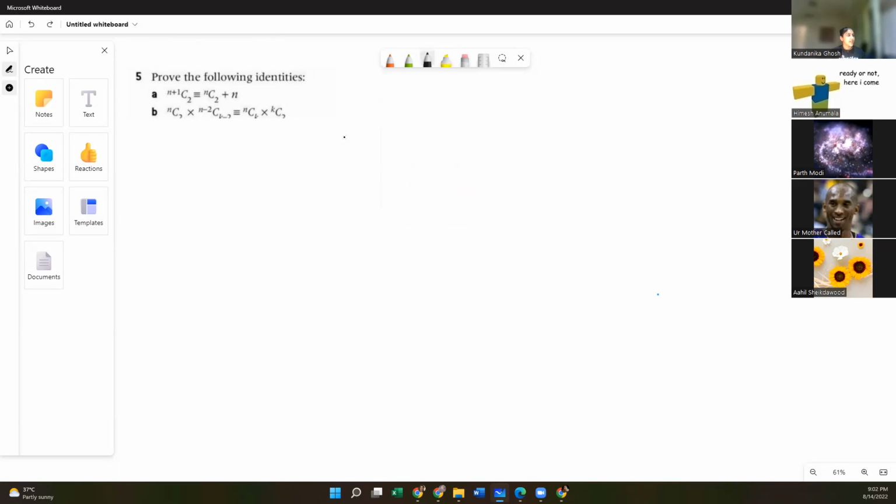Okay, so for 5A, we have n plus 1 choose 2 is identical, remember the 3 lines means identical, to n choose 2 plus n. Normally I just write RTP, which stands for required to prove. So what you're required to prove here is that n plus 1 choose 2 is identical to n choose 2 plus n.